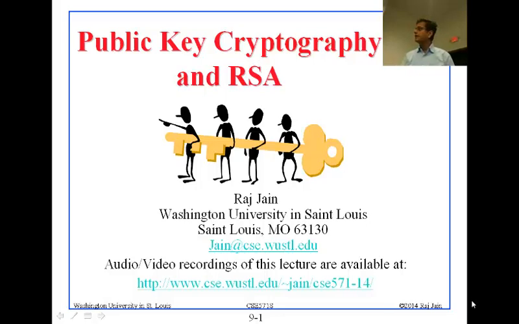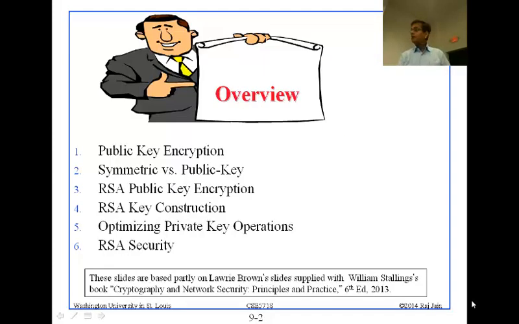Cryptography, which is the public key. Public key cryptography and RSA. RSA is one of the common methods of public key cryptography. There are other methods. So we'll talk about how public key works, how it is different from symmetric, what is RSA algorithm, and then we'll go into detail as to how you can optimize RSA.